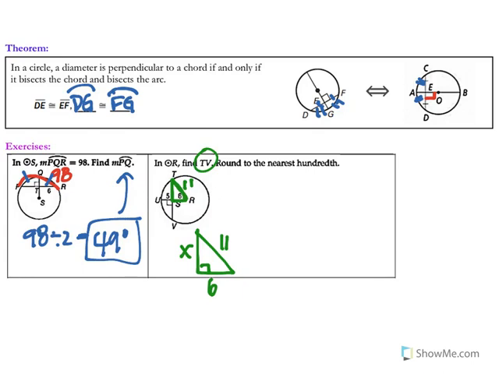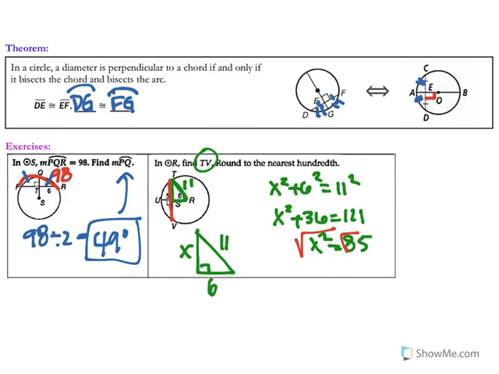Again, we're trying to find this right here. And so if I can find the half that's the green that overlaps with the red, then I'll just multiply x times 2 and find my whole answer. This is nice because now we can use our friend the Pythagorean theorem in order to solve. X squared plus 6 squared equals 11 squared. X squared plus 36 equals 121. Minus 36 from both sides, I get 85. Square root both sides, I get x equals radical 85.